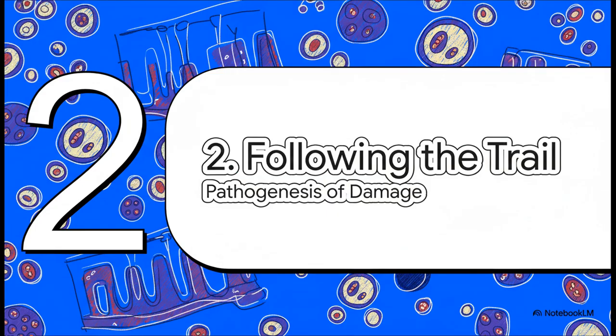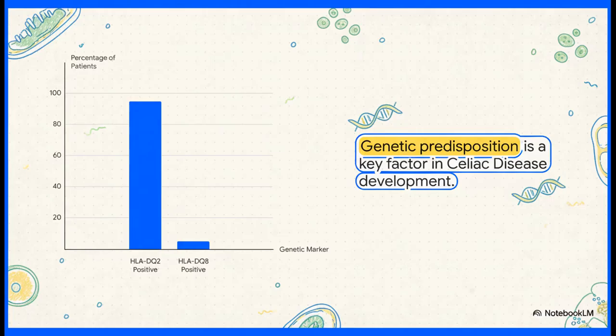So how does this all go down? To really interpret a biopsy correctly, you've got to understand the crime scene. What's the sequence of events that turns something as simple as a piece of bread into an all-out assault on the intestinal lining? That whole process, that's the pathogenesis. And you know what? It all starts with genetics. And man, just look at how strong this connection is.